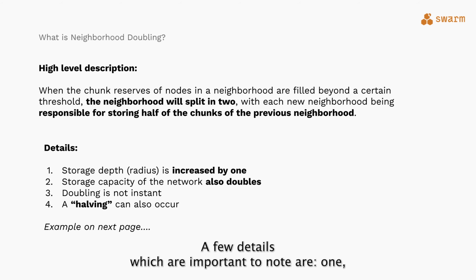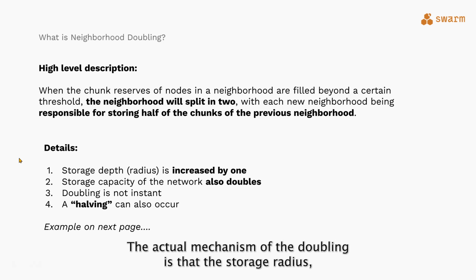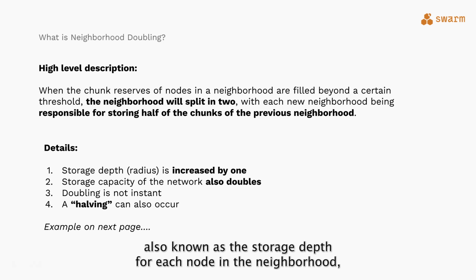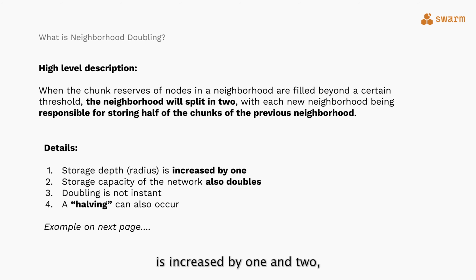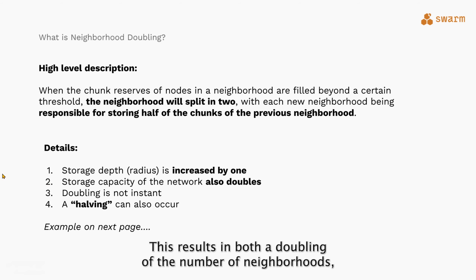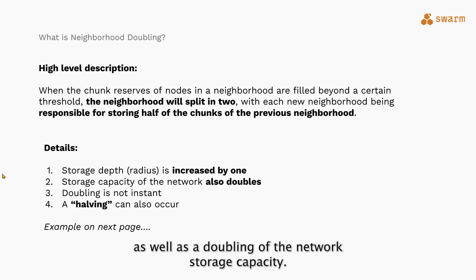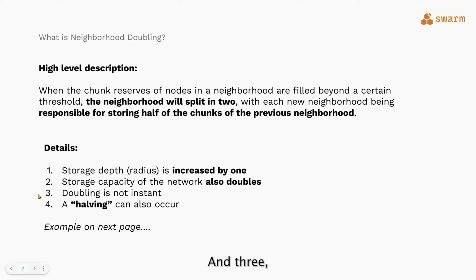A few details which are important to note are: 1. The actual mechanism of the doubling is that the storage radius, also known as the storage depth, for each node in the neighborhood is increased by 1. And 2. This results in both a doubling of the number of neighborhoods as well as a doubling of the network storage capacity. And 3.